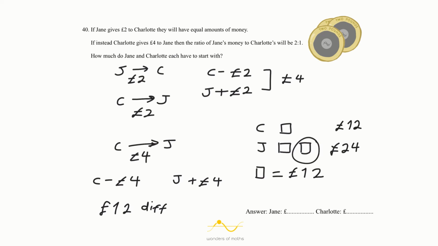But remember, this is when Charlotte gives £4 of her money to Jane. We're trying to figure out their starting amount. Therefore, we need to subtract £4 from Jane and add £4 back to Charlotte. 12 plus 4 is equal to 16, and 24 minus 4 is equal to 20. And these are our final values.